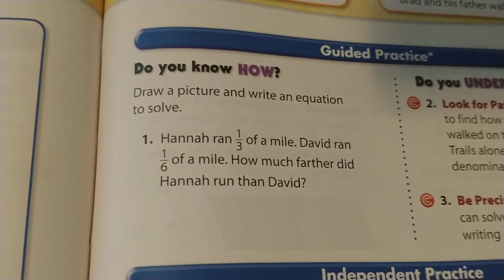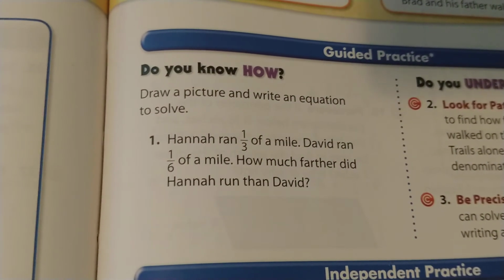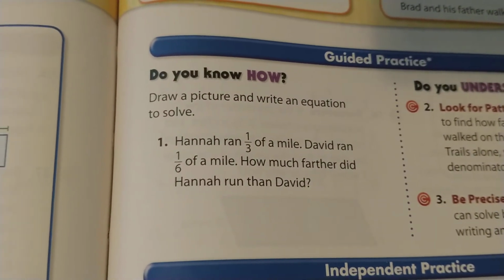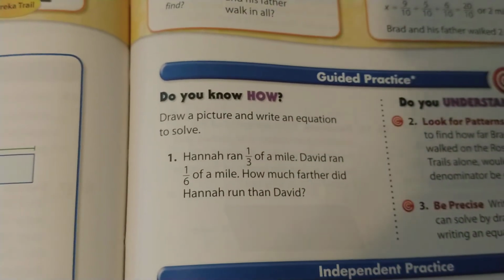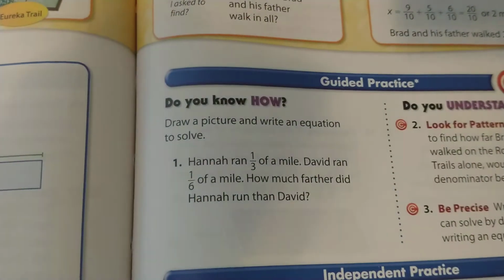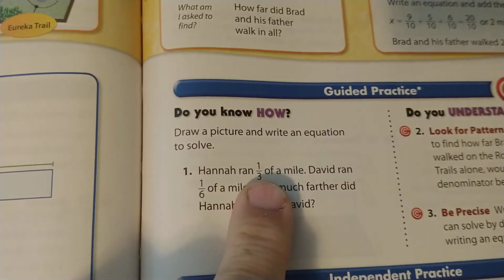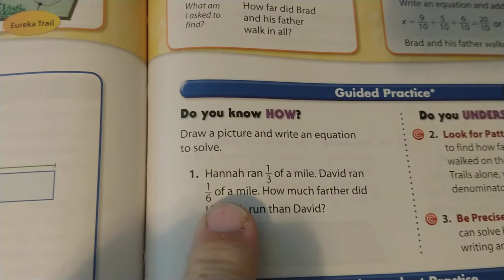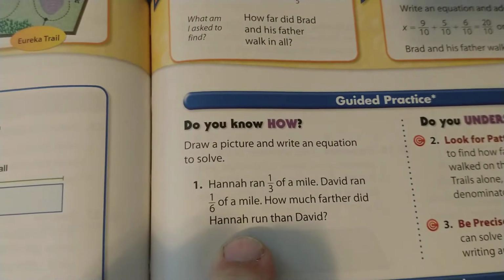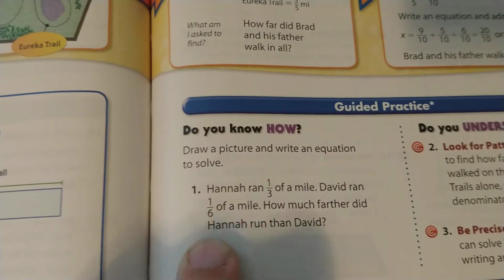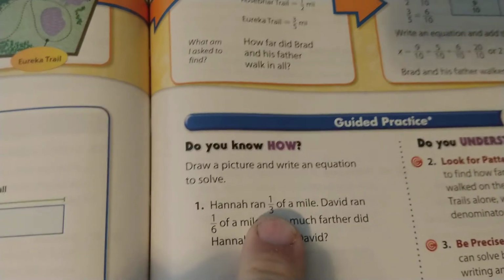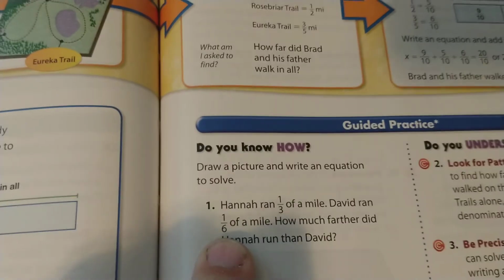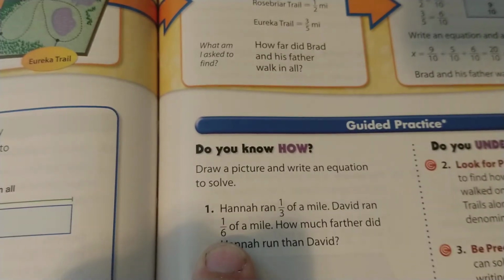All right, so number 1, Hannah ran 1/3 of a mile, David ran 1/6 of a mile. How much farther did Hannah run than David? All right, so what they want to know is how much farther. They're talking about the difference, and difference means we're going to subtract. So Hannah ran 1/3, David ran 1/6. How much farther did Hannah run? So we know that Hannah's number is bigger, even though when we look at the fractions, we may have a hard time figuring that out. I'm just going to take Hannah's bigger chunk minus David's smaller chunk, and that's going to be my answer.